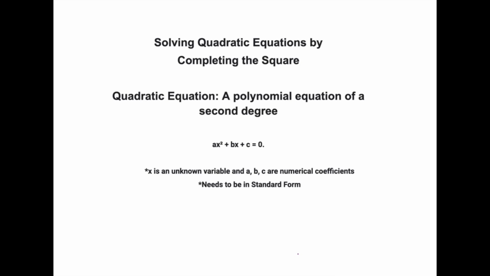In this video, we're going to solve quadratic equations by completing the square. A quadratic equation is a polynomial of the second degree, and it looks like the following. ax squared plus bx plus c equals 0, where x is an unknown variable, and then a, b, and c are numerical coefficients. This is called standard form. For us to complete the square, we need it to be in standard form. It would look like the following. 3x squared plus 2x plus 5 equals 0.